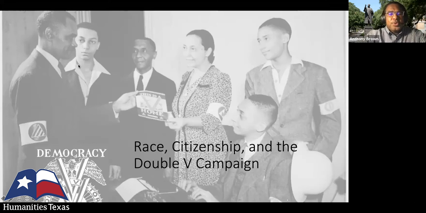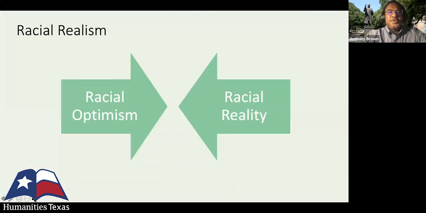Post-war, after World War II, however, there is a theory that I want us to explore a little bit, this idea of racial realism. Please, if you could go to the next slide. So here in this visual, you have racial optimism, the idea that America will live up to its highest ideals. Think of the left as the social contract. And then on the right, you have this idea of racial reality, or what we'll call racial realism.